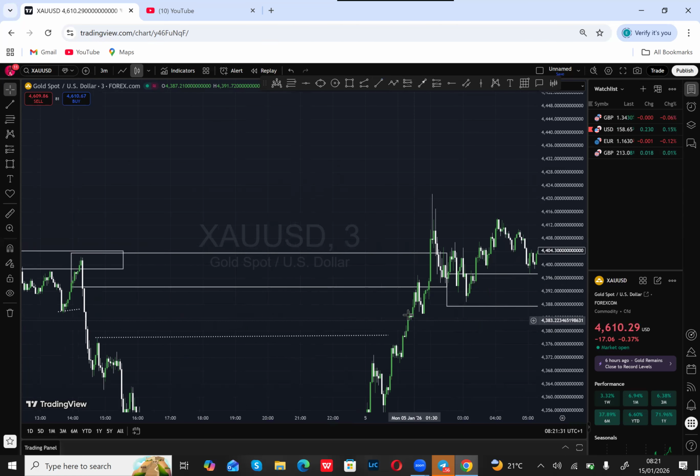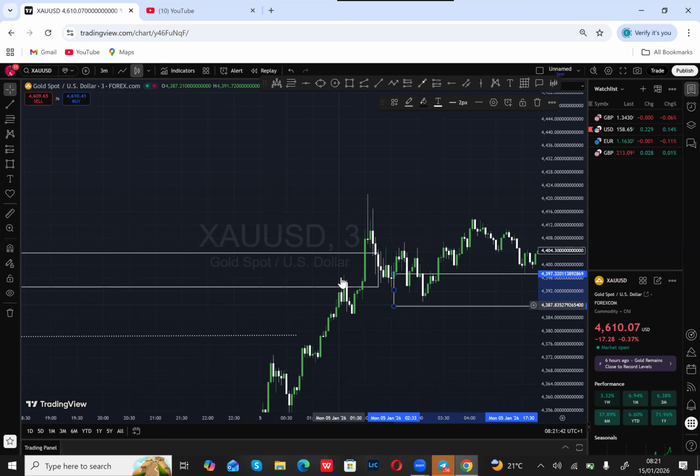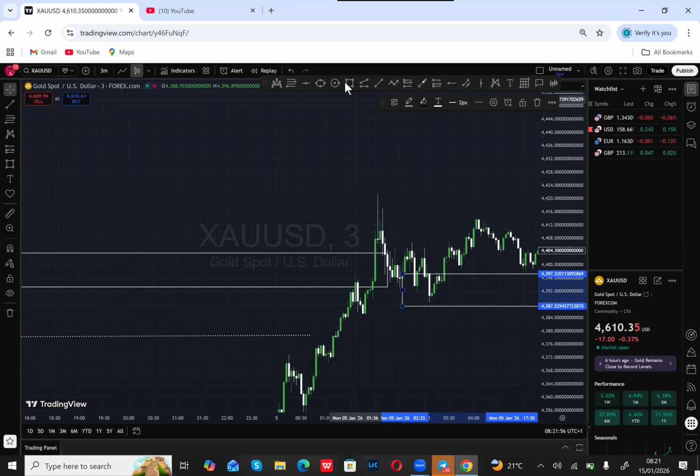Now, what is expected is that price will react from this zone and then sell. So price reacted but did not sell. Rather, it took out all of these highs. What that means is money has been transferred from sellers to buyers. So what that means is I now have a new zone here.